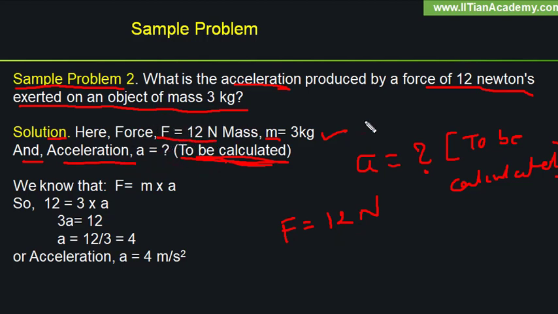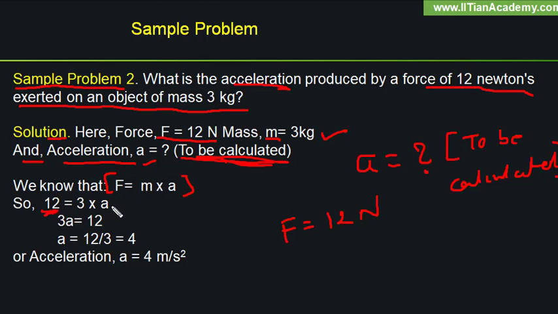So force is 12 newtons, and the mass is 3 kg. Then what is the acceleration? It's very easy. Now you remember the formula of Newton's second law: force is equal to mass into acceleration. Force is 12 newtons, and the mass is 3 kg. What is the acceleration?